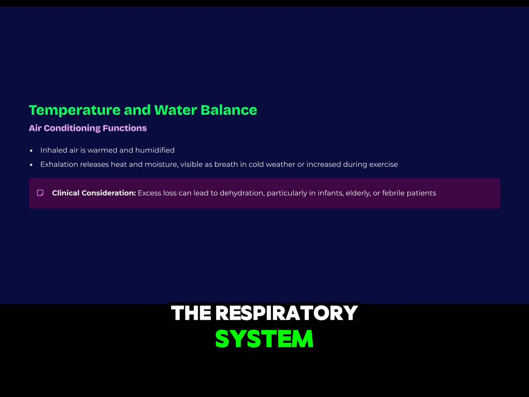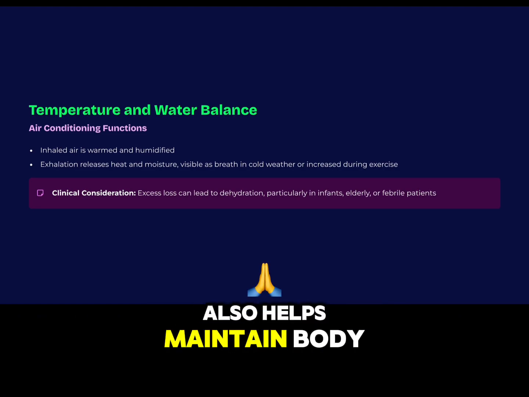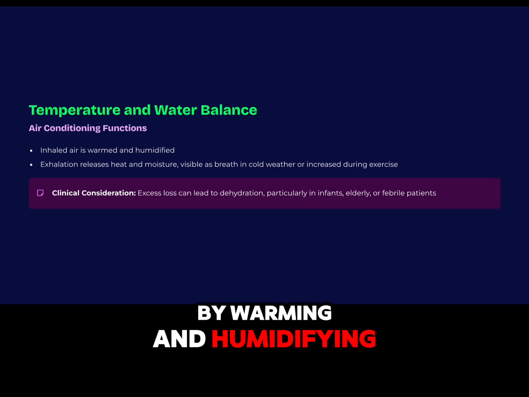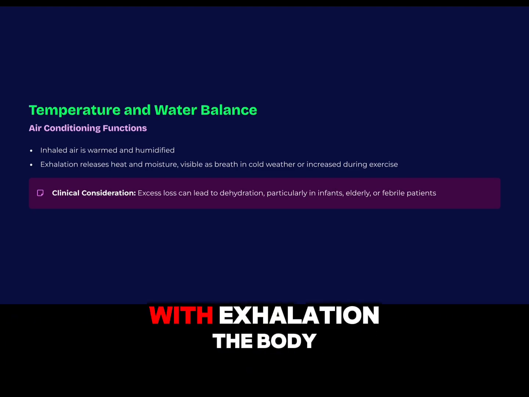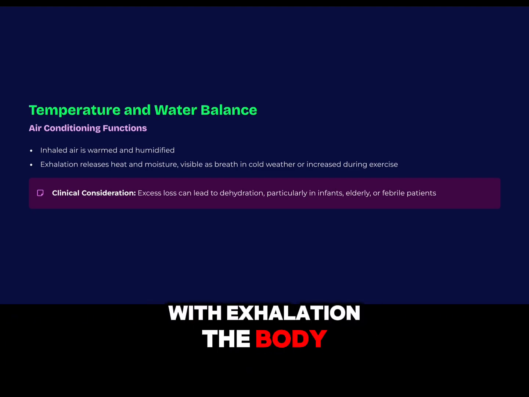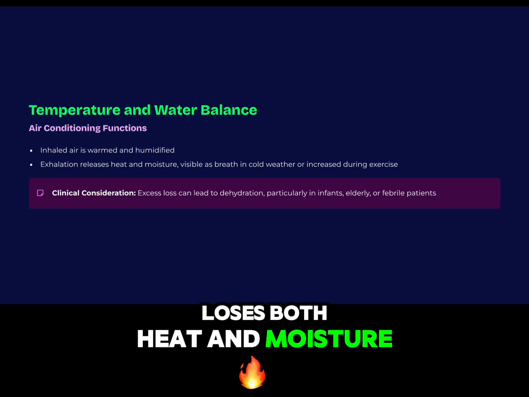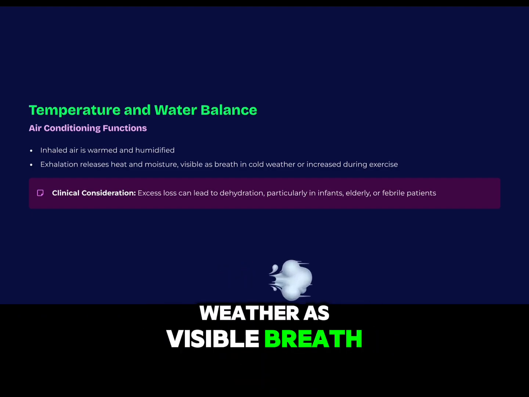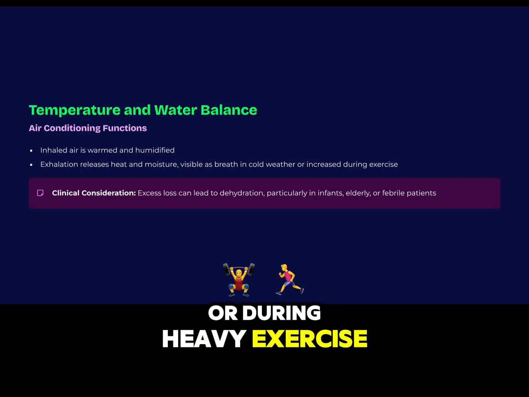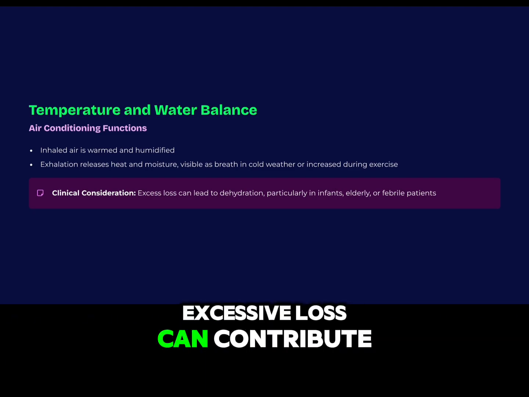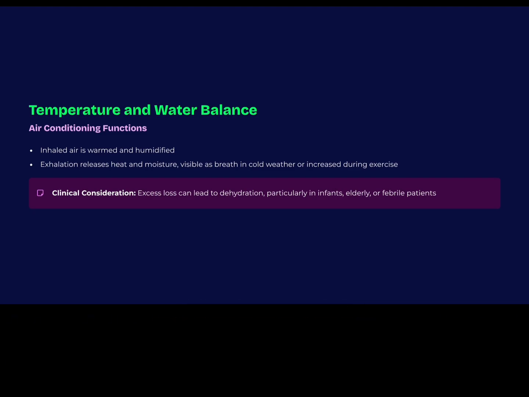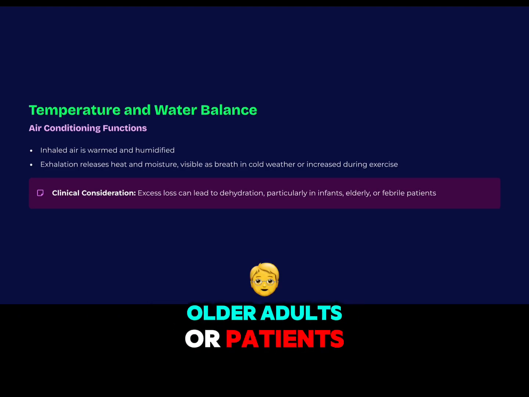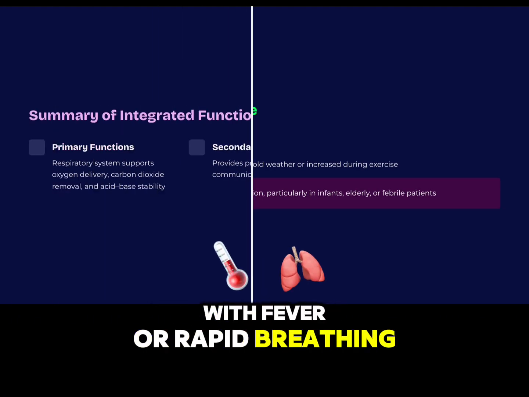The respiratory system also helps maintain body temperature and water balance by warming and humidifying inhaled air. With exhalation, the body loses both heat and moisture, most noticeable in cold weather as visible breath or during heavy exercise. Excessive loss can contribute to dehydration, particularly in infants, older adults, or patients with fever or rapid breathing.